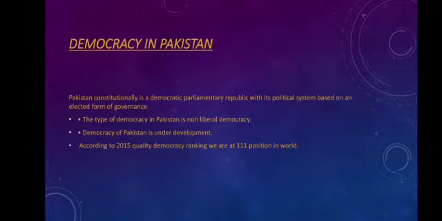So let's move on to the next topic, that is democracy in Pakistan. Pakistan constitutionally is a democratic parliamentary republic with its political system based on an elected form of governance. The type of democracy in Pakistan is non-liberal democracy. Democracy of Pakistan is under development; according to the 2015 Quality Democracy ranking, we were at 101st position in the world. In Pakistan, we saw the hide and seek of dictatorship, military and democratic civilian governments.